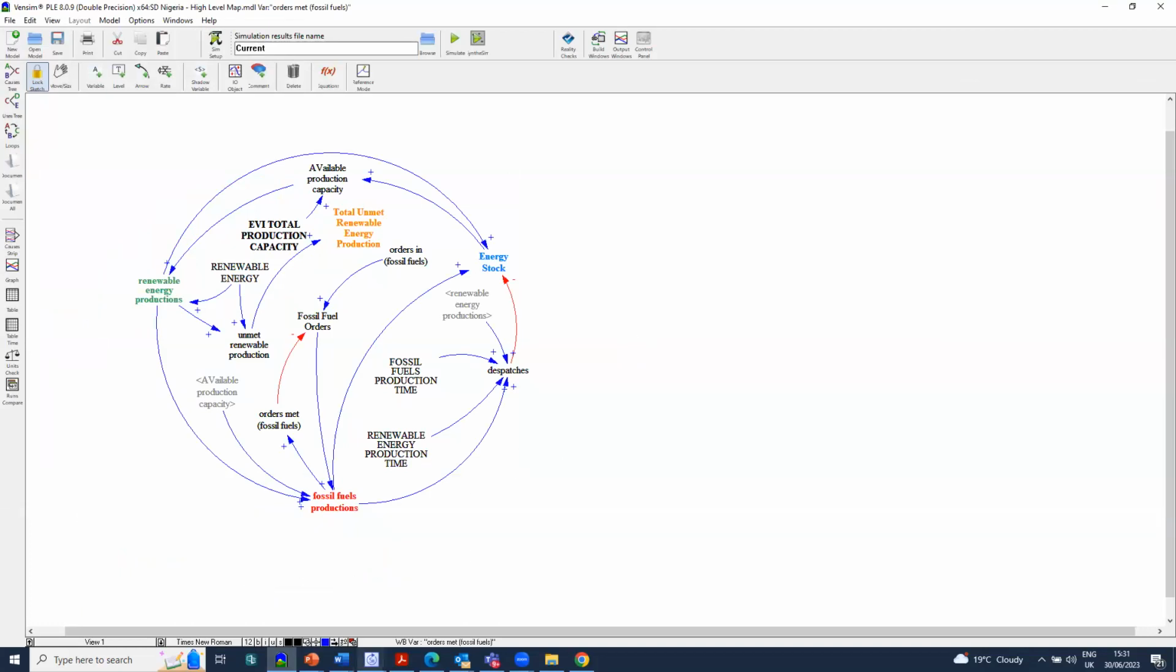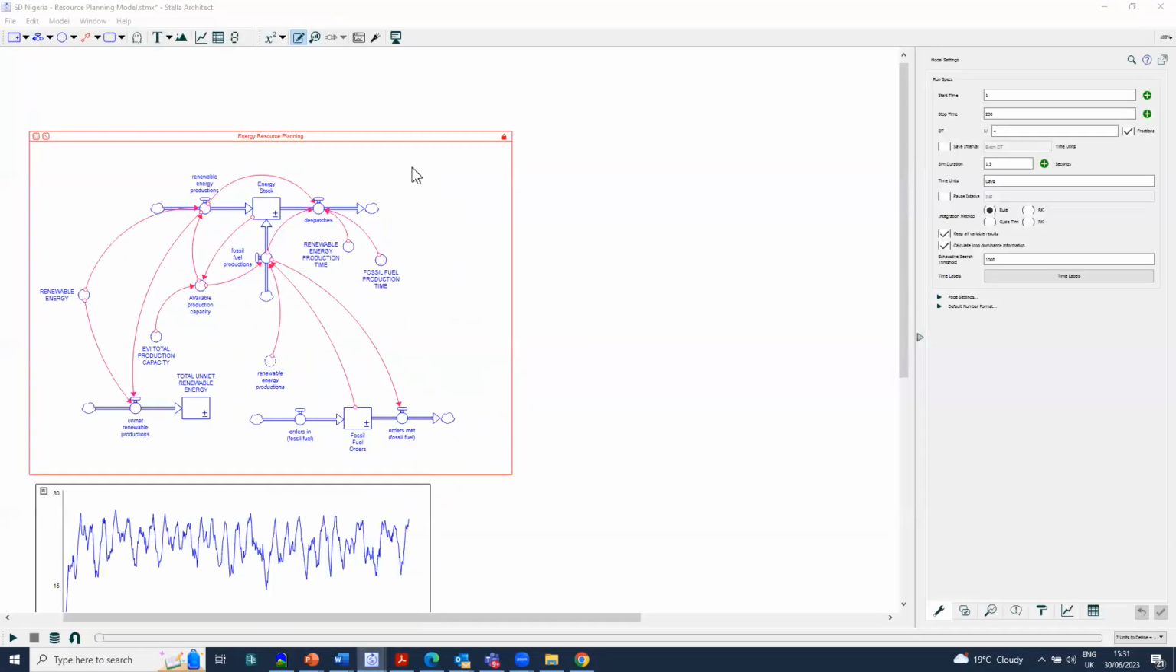Before we go to the causal loop diagram, if you look at it, what is going out of the energy stock? What is going out? Dispatches. So dispatches comes out of the energy stock. Production can be either renewable or non-renewable, but once it is produced, irrespective of what energy source, this energy must leave the production center and go out as dispatches. So it's got to leave the stock.